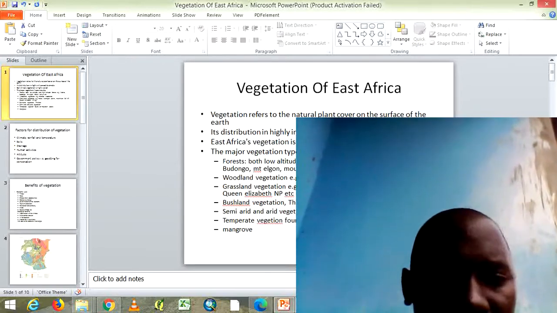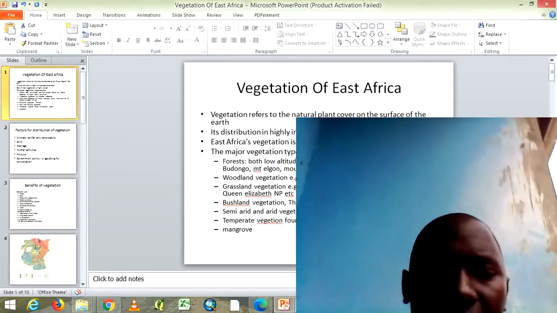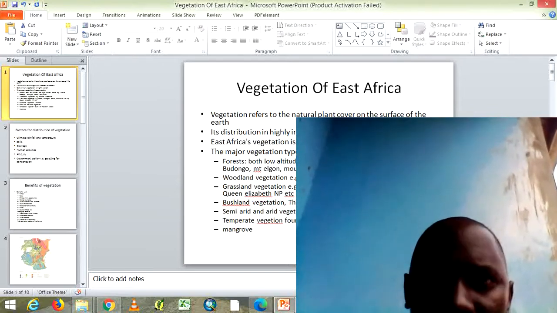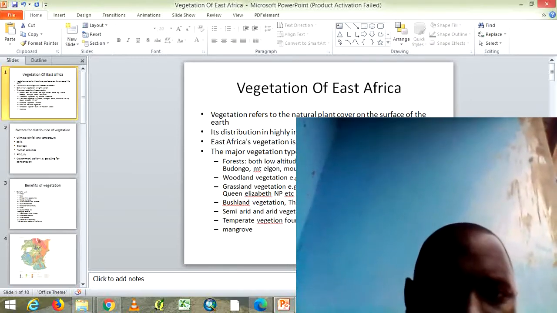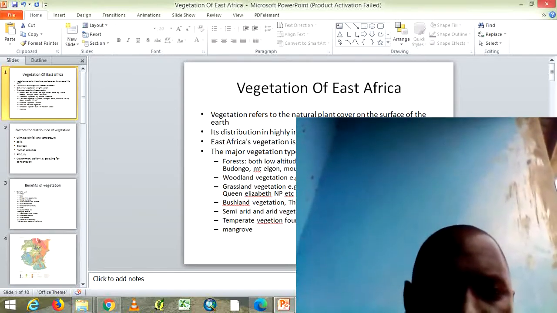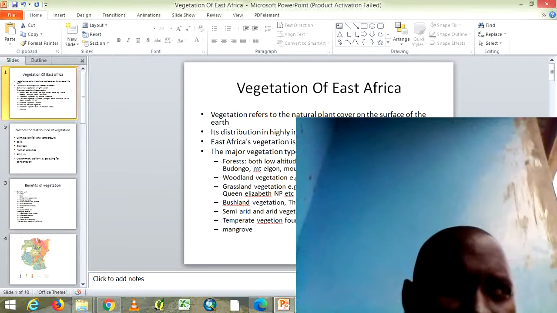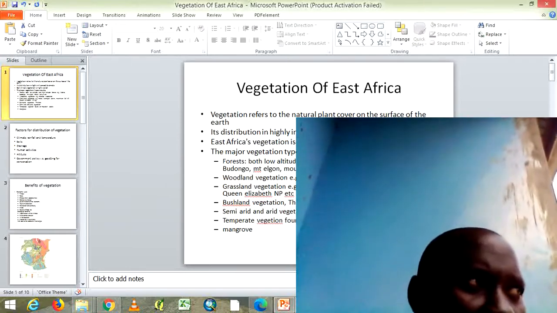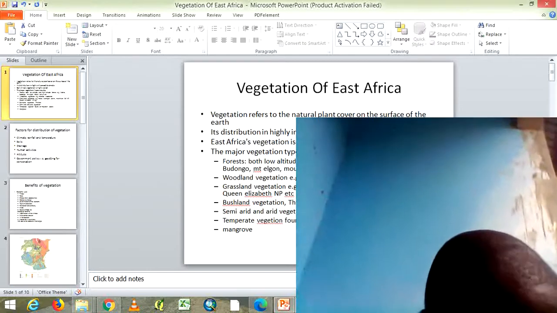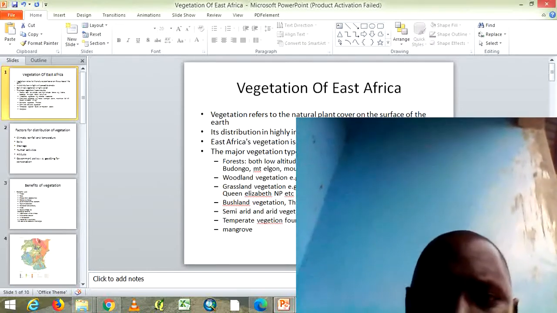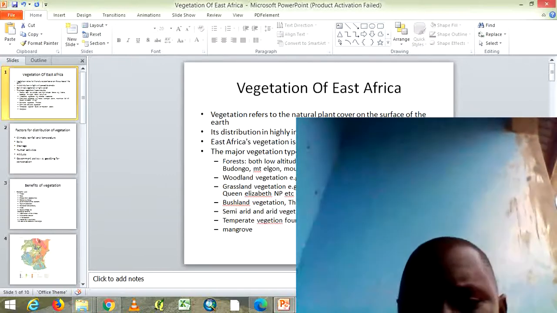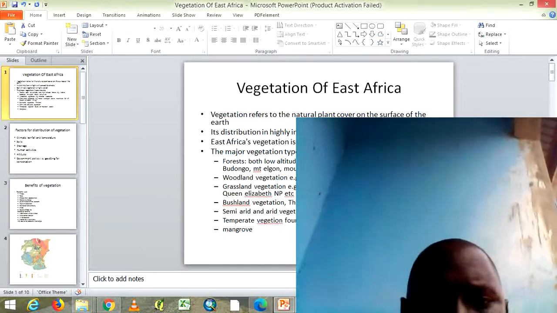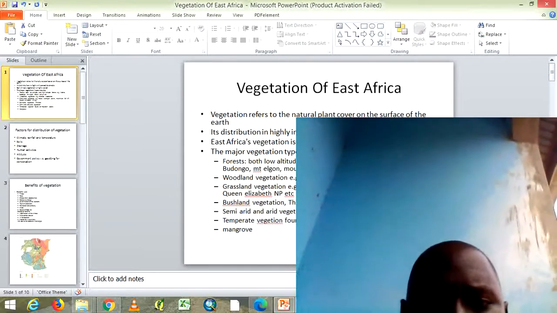This natural vegetation cover of East Africa is just as varied as the climate that we have just finished looking at. You realize that there is a direct relationship between climate and vegetation distribution. Some people would say that one influences the other, for it even becomes difficult to ascertain which one comes first. Is it vegetation? Is it the soil? Is it climate first? Because climate influences vegetation growth, and vegetation will influence the nature of climate in an area. So the distribution of vegetation cover in East Africa is highly varied and highly influenced by climate.